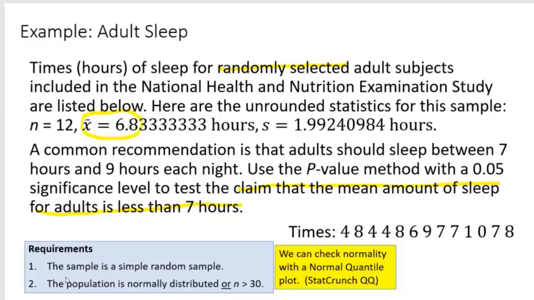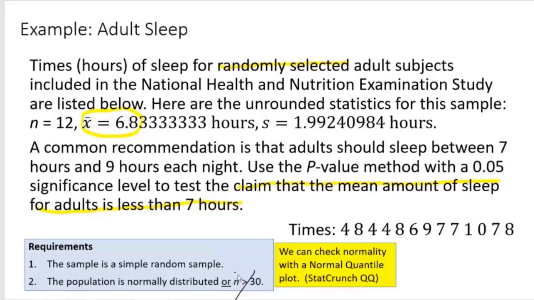First of all, it is a simple random sample. It says so. We have to check that requirement. Now, the next thing is that it has to be normally distributed or n has to be greater than 30. Well, n is not greater than 30 here. So is it normally distributed? Okay, well, it doesn't say it's normally distributed. That would have been the nice thing if it had just said it directly. But since it doesn't say it, how would we check it?